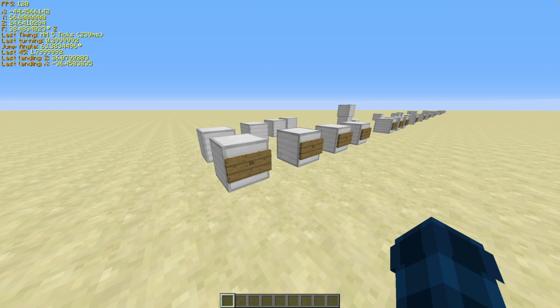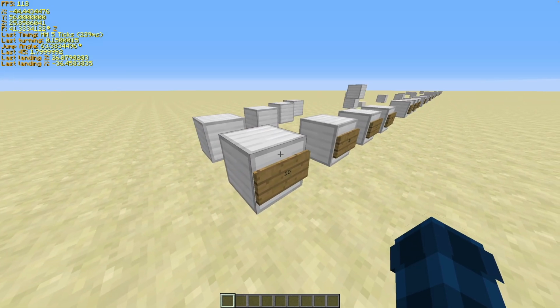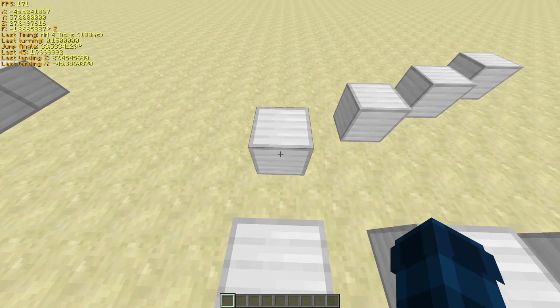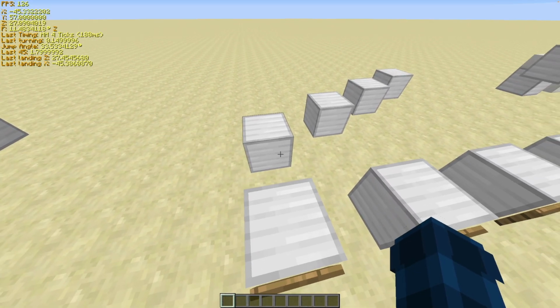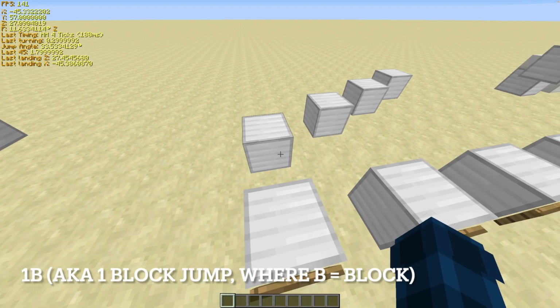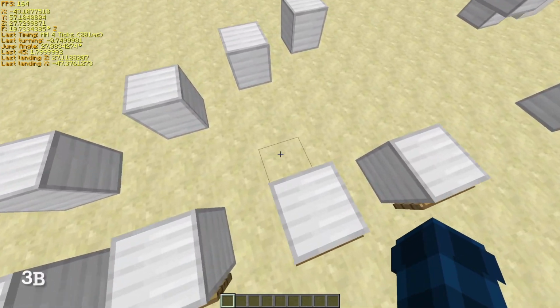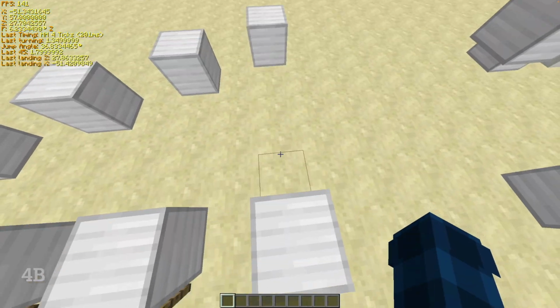The distance of a linear jump is just the number of blocks between the start and the end block. So for example, here there's 1 block between the start and the end, so this is a 1-block jump, commonly called a 1B, where the B means block. Similarly, this is a 2B because there's 2 blocks, this is 3B and 4B.